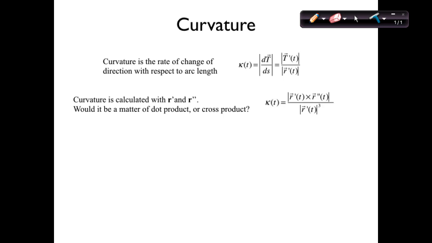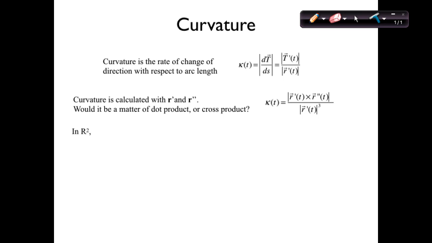So here's what we'll use. This is a formula you use in R3. In R3, it's the cross product of the first derivative of a vector function and the vector second derivative function, and you get the magnitude of that, and then you divide by the magnitude of the first derivative cubed. And I didn't derive this. I didn't show you where this came from. I just told you, okay?